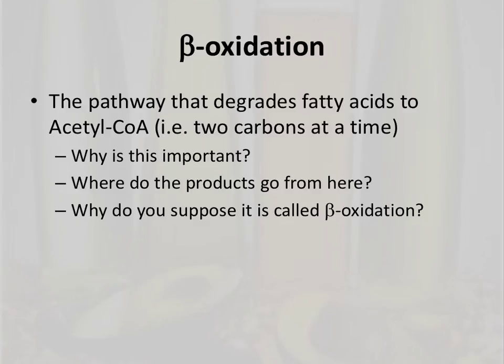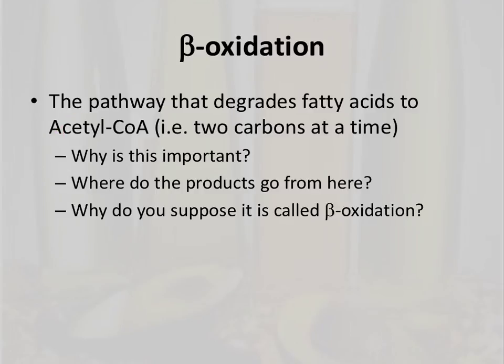So it breaks it down 2 carbons at a time. Most of your free fatty acids are even numbered. There are some that are odd numbered, and so you have to do something a little different. Okay, but we'll go through all those special cases later on. So normally we break it down 2 carbons at a time. And that was important because where does the acetyl-CoA go from there?